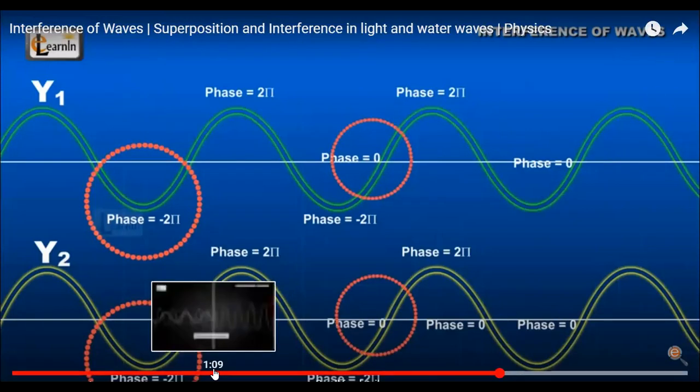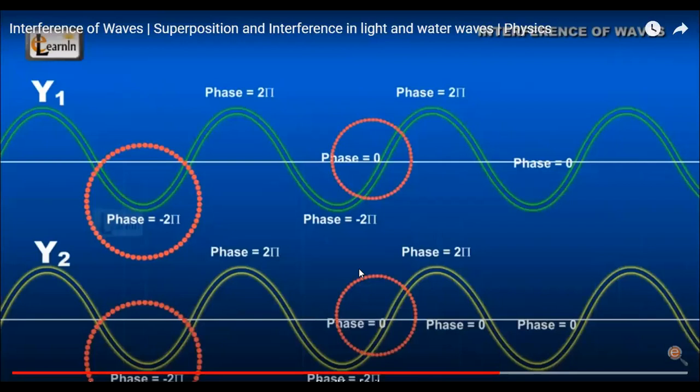Now, the first case, that is the constructive superposition, when the crest falls at crest and trough falls at trough. In these cases, the phases will be equal for both waves. If you start from here to here, you consider this as one complete cycle. From here to here is one complete cycle. One complete cycle always gives you 2 pi radians of phase.